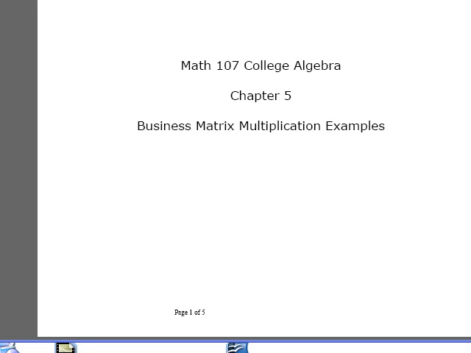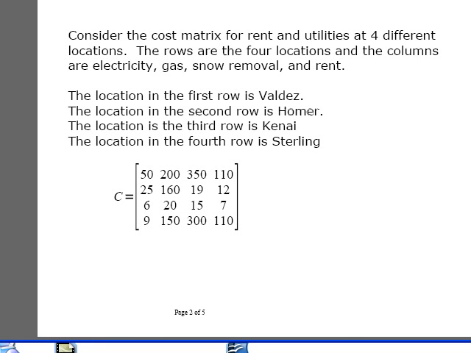In this lecture, I'll give some examples from business of matrix multiplication. Let's consider that you have 4 business locations and you have various costs at these 4 locations. Let's say the first location is Valdez for purposes of discussion. Then you've got a store in Homer, you have a store in Kenai, you've got a store at Sterling. And in each of these you have to pay for electricity, gas, snow removal, and maybe you have to pay some rent. And so you can construct this matrix of various charges at these different locations.